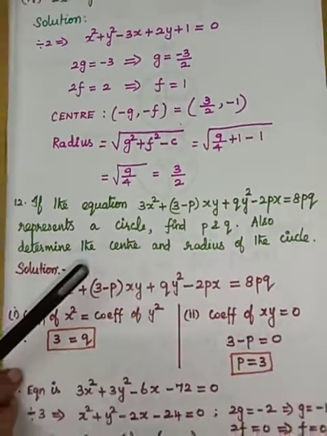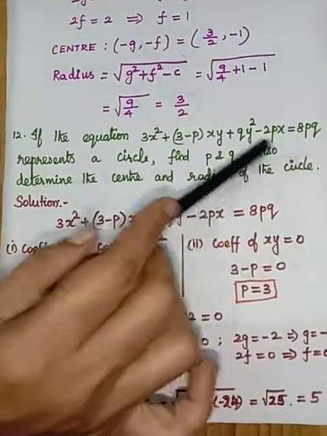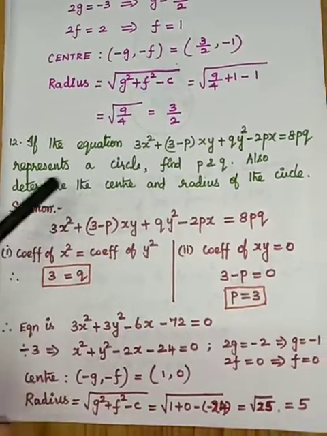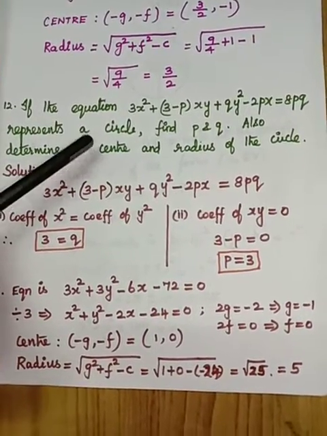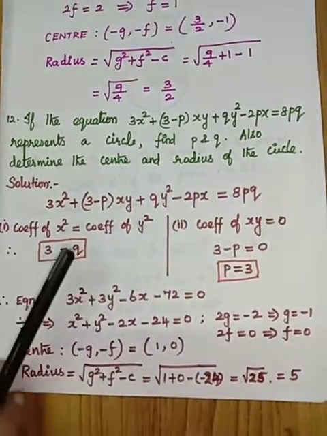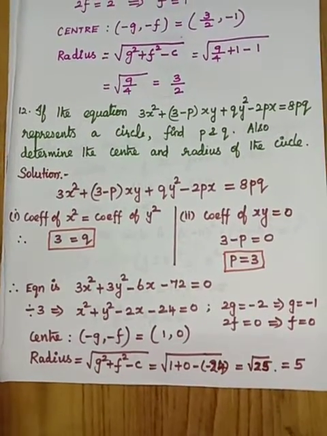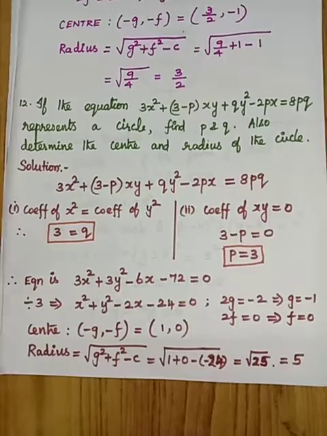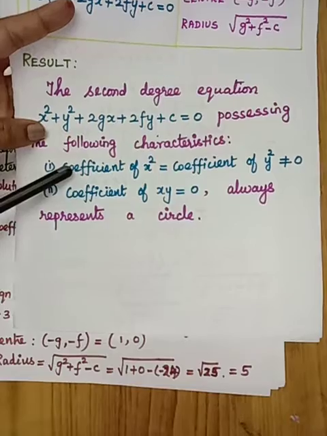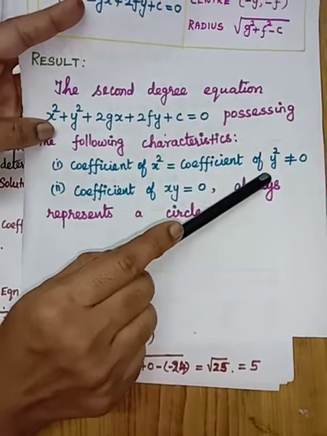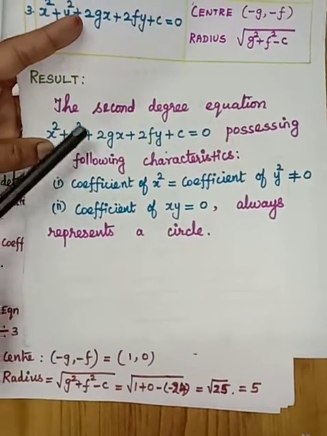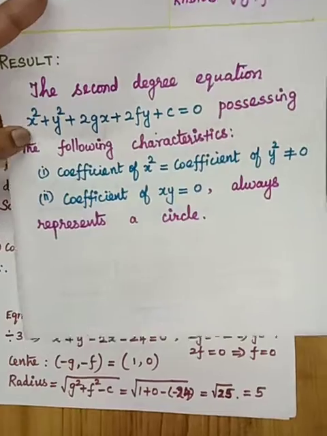So we'll go to the 12th problem. The equation is given, it represents a circle. So it is a second degree equation. It represents a circle. It is given, find p and q, also determine the center and radius of the circle. So I'll consider the equation. Okay, so any second degree equation represents a circle, what are the two characteristics that have to be satisfied? Coefficient of x squared is equal to coefficient of y squared. The second one is coefficient of xy is equal to 0. Then the second degree equation represents a circle.